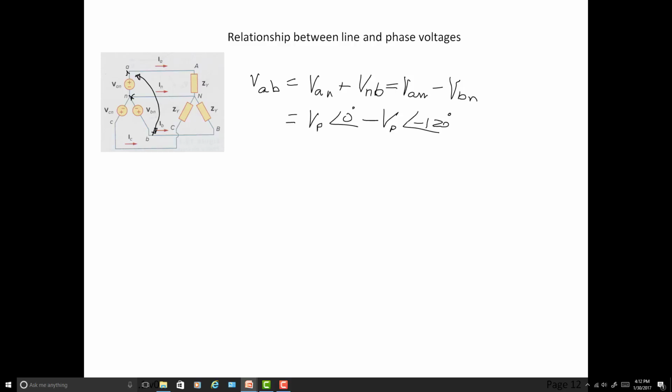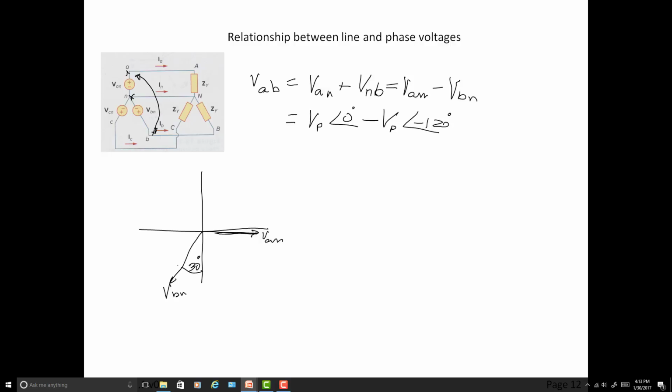But a minus 120, maybe we better start drawing some of this and augment this figure a little bit. So I'm going to do that here. Here we've got VAN, and here we've got VBN. Okay, so this is 30 degrees over here.